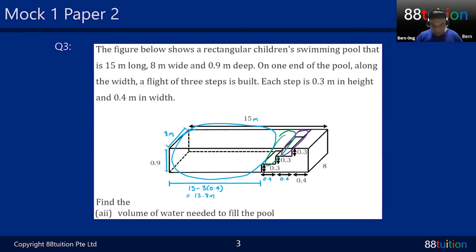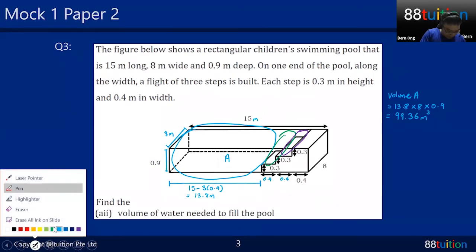So the blue color portion, the volume will be equal to, I call this A. Volume of A will be equal to 13.8 times 8 times 0.9, length times breadth times height. Okay, press it into your calculator. You can do it separately, it's perfectly okay. 13.8 times 8 times 0.9 will give you 99.36 meter cube. Volume is meter cube.